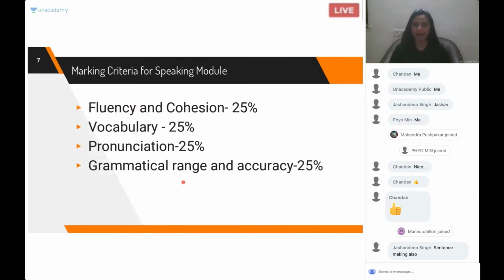So the basic criteria for marking in the speaking module are: number 1, fluency and cohesion. What is fluency and cohesion? Any guesses? This is again a very common misconception that people have in terms of fluency and cohesion. What does cohesion mean?